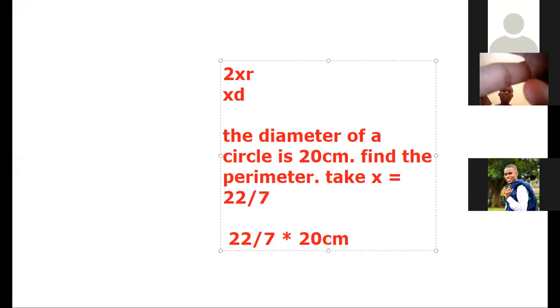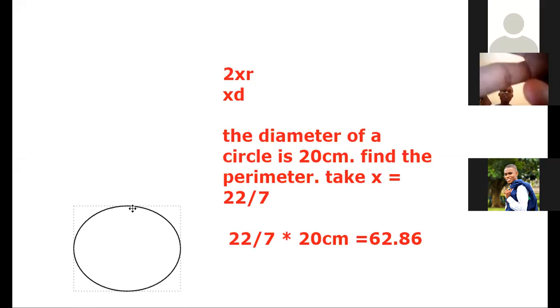If you want to still use the 2 pi r, then you have to divide this 20 centimeters into 2, and that will give you 10. So it will give you the same answer, which is what? 62.86. Just that in the first instance, looking at this circle, the radius was given. That's from the center of the circle to this side of the circle to be what? 10 centimeters.